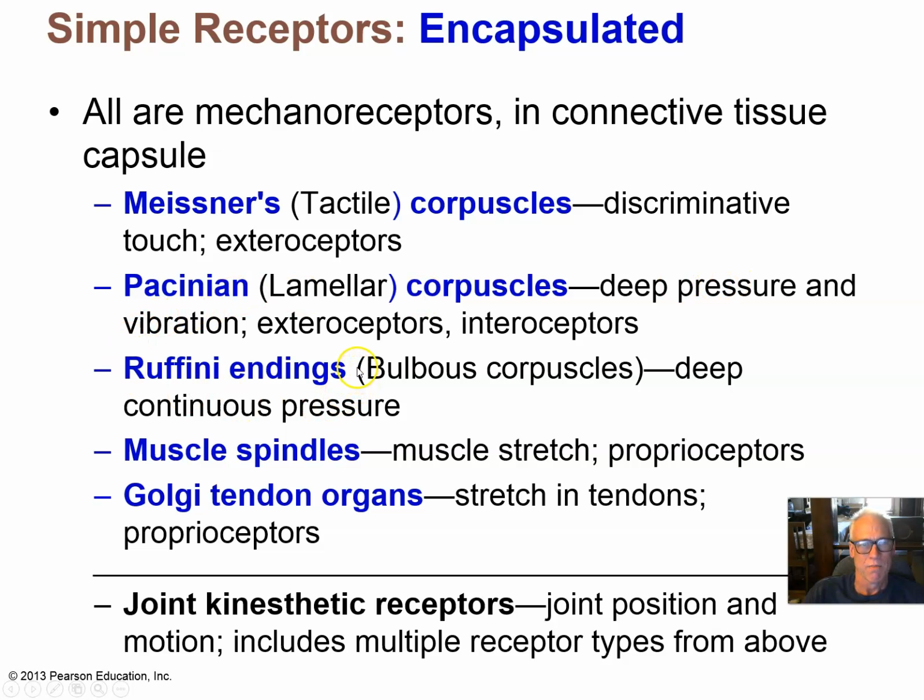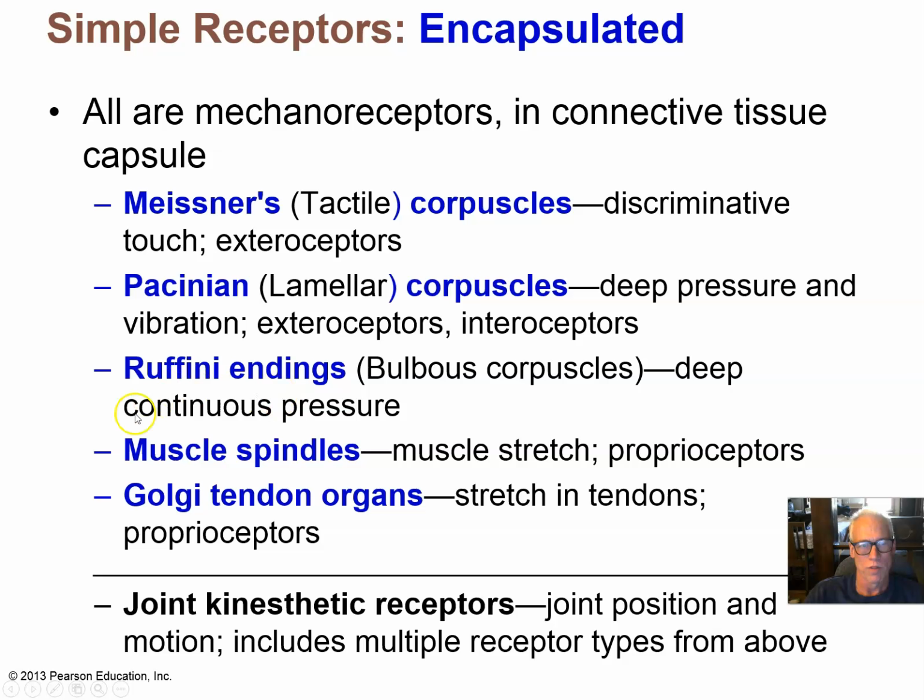Ruffini's endings are a type of collagen-encapsulated dendritic endings that are found in the deep dermis and hypodermis that sense continuous pressure. They're also found in joint capsules and other places. They are non-adapting. They act as proprioceptors as well as deep pressure sensors in your dermis, and they are slow or non-adapting receptors. If they play a role as proprioceptors, they can't be adapting.